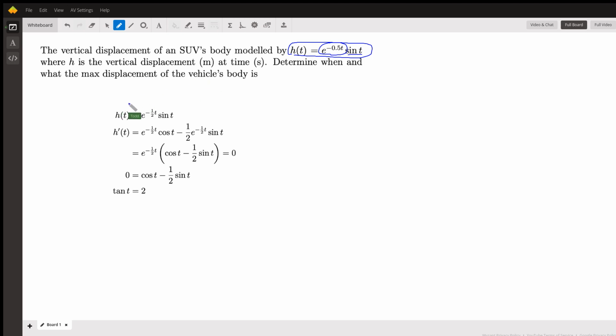So if we just start with the equation and we take the derivative of that using the product rule for derivatives, the important thing to note is now we can factor out this exponential term. And that's important because when we set it equal to 0, we know that this exponential term is not going to be equal to 0. So what is going to be equal to 0 is this cosine minus 1/2 sine function.